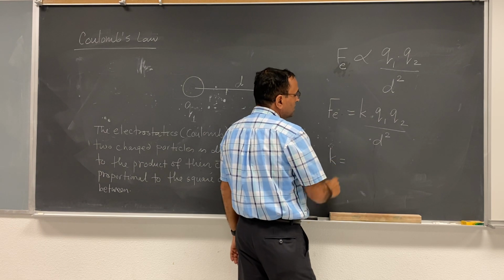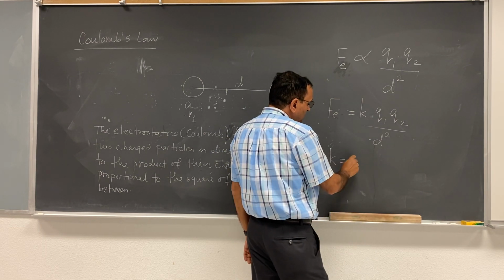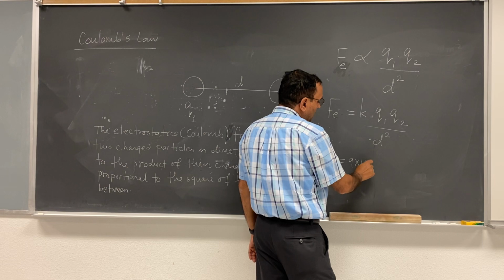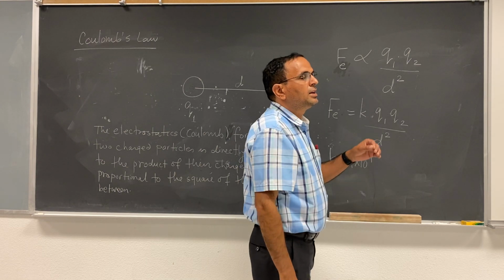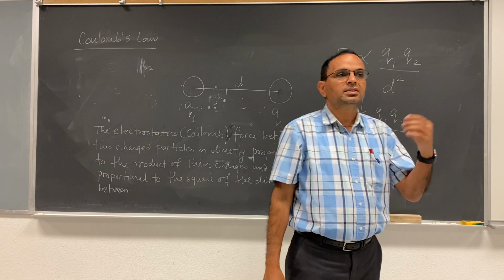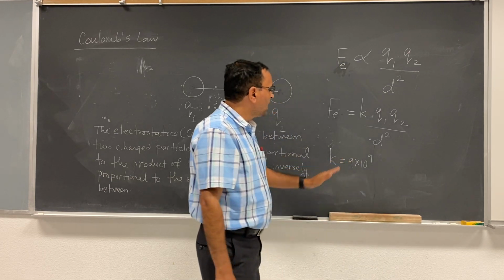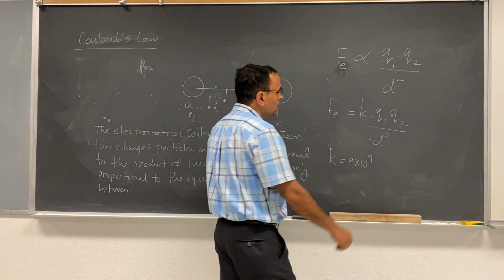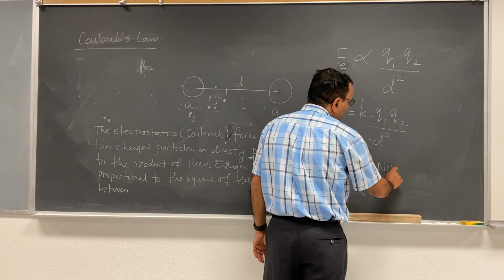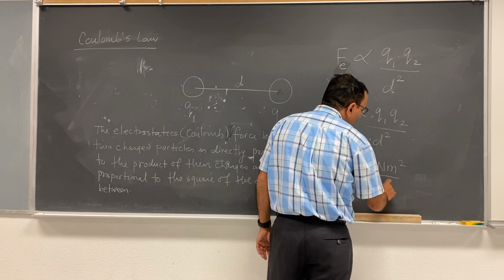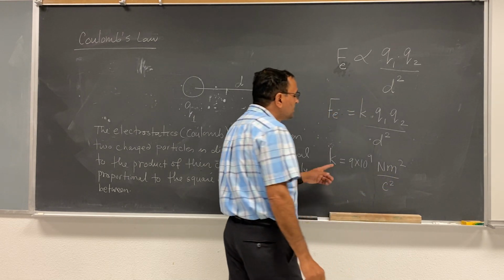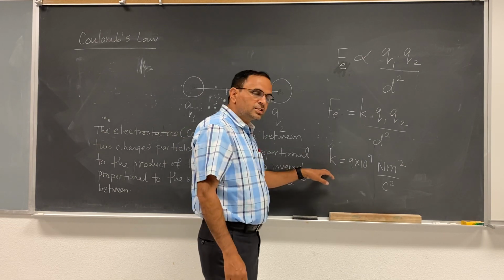This K is, you can write down 9 times 10 to the power 9. It is actually 8.99 times 10 to the power 9, but roughly you can write down 9 times 10 to the power 9 Newton meter square per Coulomb square. And this is called as it is proportionality constant.